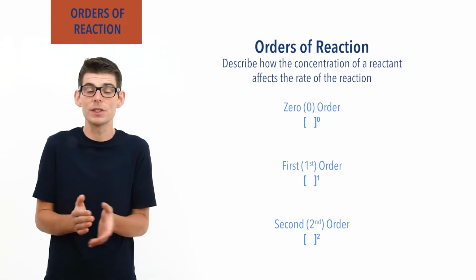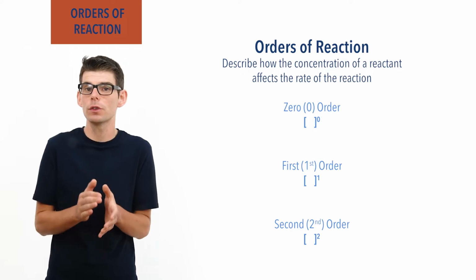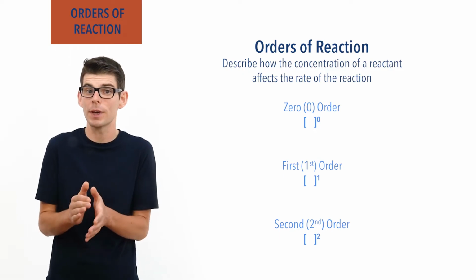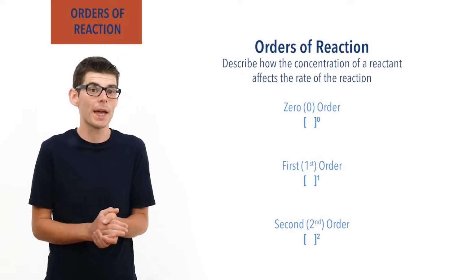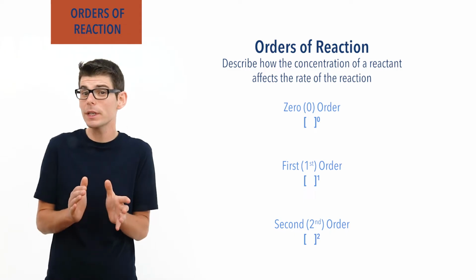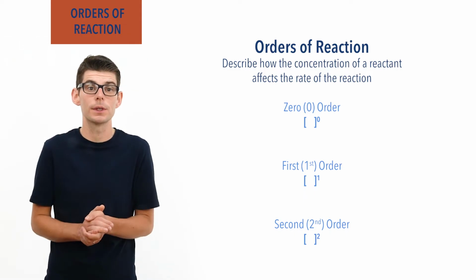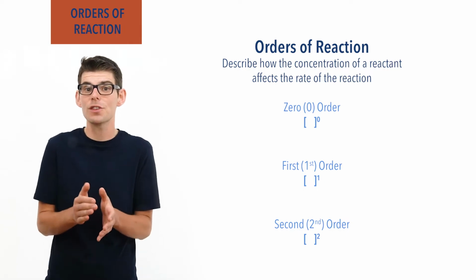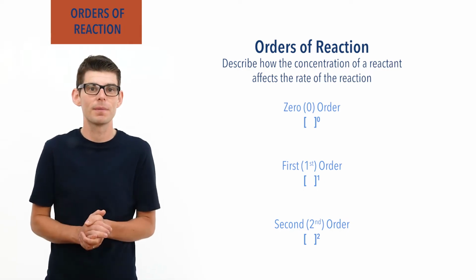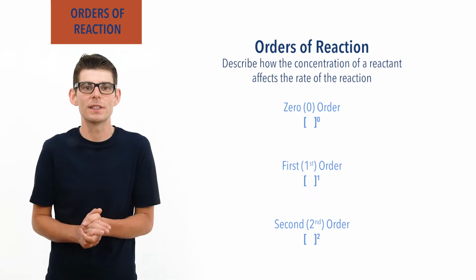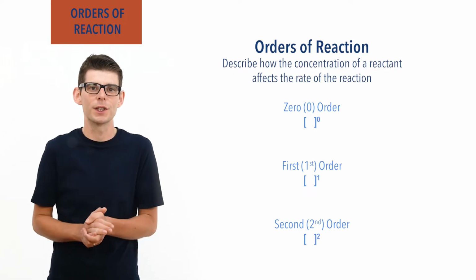This just means that we are talking about how the concentration of a specific reactant affects the rate of the reaction. This is quite important as many reactions have more than one reactant, and these reactants can each affect the rate differently. This has been covered in a bit more detail in a separate video about rate equations.